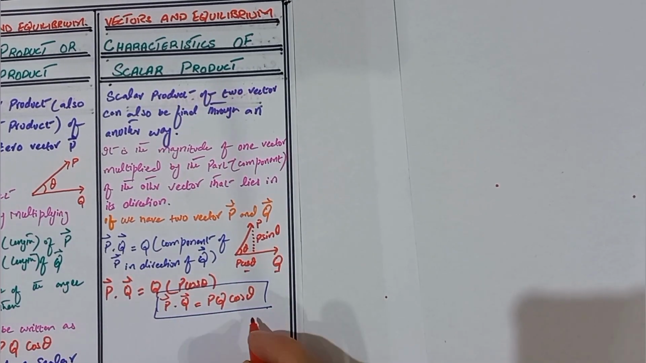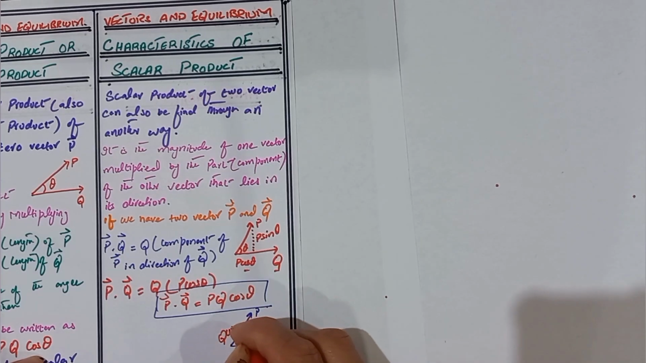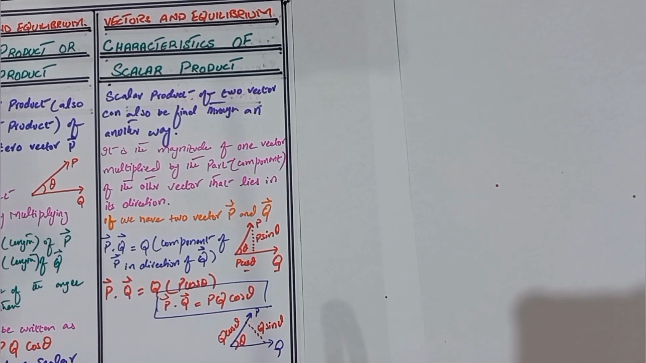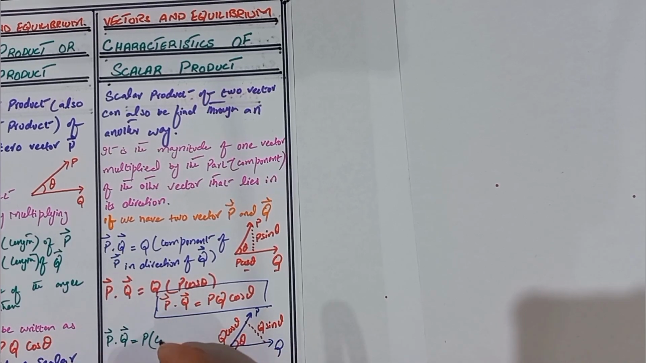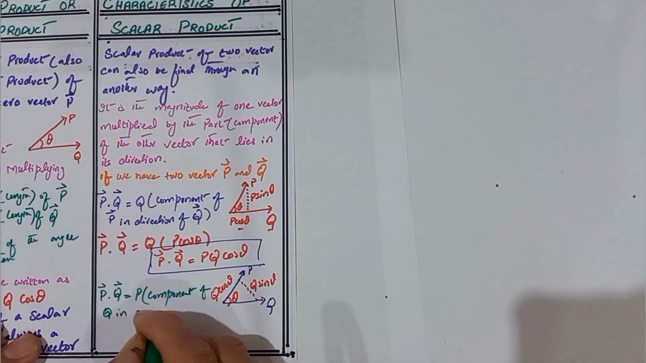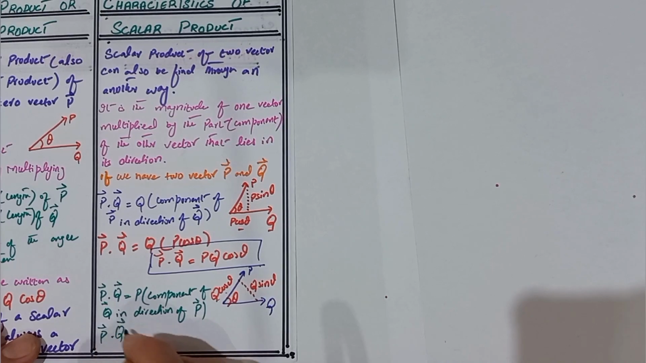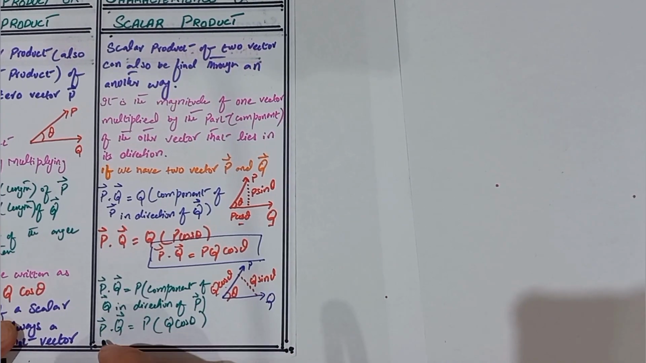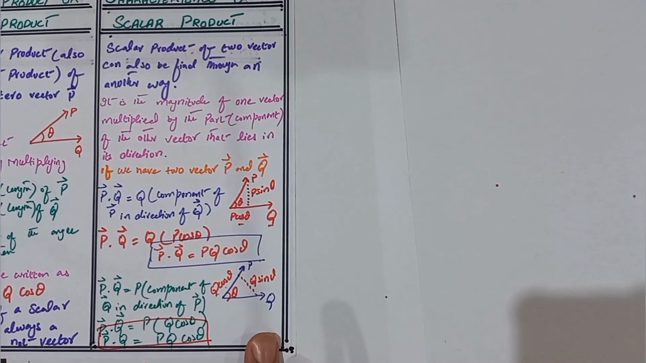Now if we divide the Q component, here we take the two vectors P and Q. Now we draw a perpendicular from Q to P. Here is the angle theta. So this is Q cos theta and this is Q sin theta. So we can write the scalar product of two vectors as P multiplied by the component of Q in the direction of the P vector. The component of Q is Q cos theta. So P dot Q is equal to P Q cos theta. So both the equations are true, and we can multiply two vectors by this method.